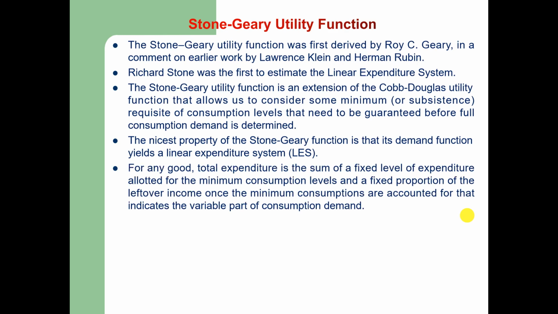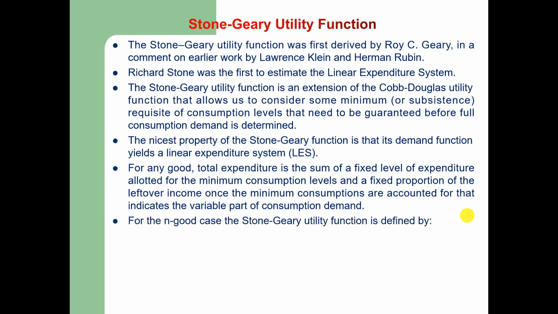For any good, the total expenditure is the sum of a fixed level of expenditure allotted for the subsistence level of consumption and a fixed proportion of the leftover income once the minimum or the subsistence levels of consumption are accounted for. That indicates the variable part of consumption demand.